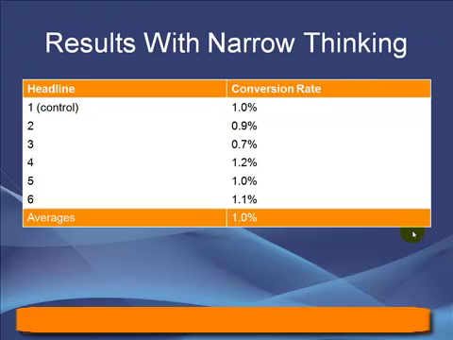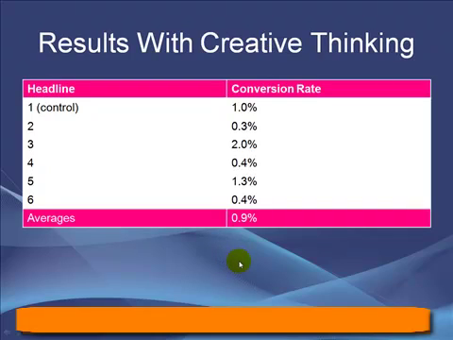Now, with narrow thinking, you're going to get results like this. If all your headlines are very similar to each other and your control is 1%, your other headline that's close to it might be 0.9%, another might be 0.7, 1.2, etc. And they might all average out to be about the same as your original headline. Now, with creative thinking, you have your original headline at 1%, and you try something wildly different. Maybe it's a dog. You don't know ahead of time, and it gets 0.3%. Terrible. But you have another one that's wildly different, and it gets 2%. Another one's wildly different, a dog. It gets 0.4. You see, you run the risk of having a bunch of complete dogs, but you also run the risk of having something that's really a lot better than your control.